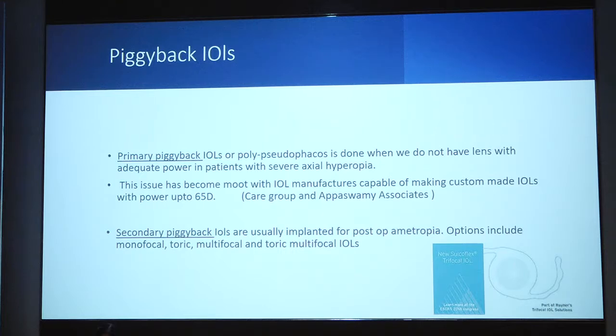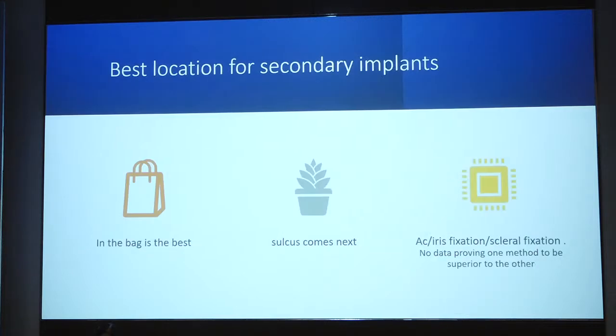Primary piggyback IOLs are done when we don't have a lens with enough power in severe axial hyperopia. This was common earlier, but now with most manufacturers making very high power lenses, it's not really an issue. Secondary piggyback IOLs are usually implanted for post-op ametropia, and the options include monofocal, and we also have toric and multifocal options, and these are hydrophilic lenses which can be slipped into the sulcus over the initial intraocular lens. So a secondary piggyback lens is usually done for a refractive purpose. Rarely, secondary piggybacks have been done in small series for severe negative dysphotopsia with reasonably good results.